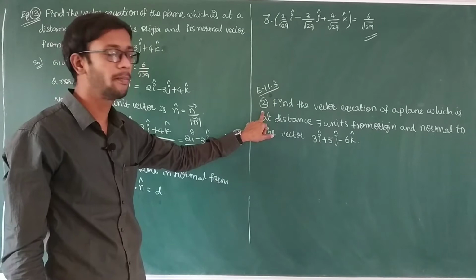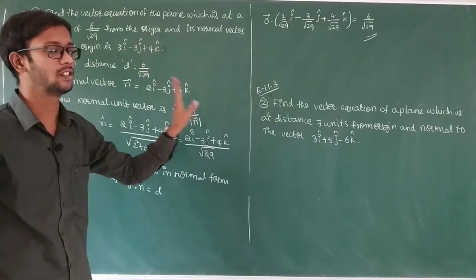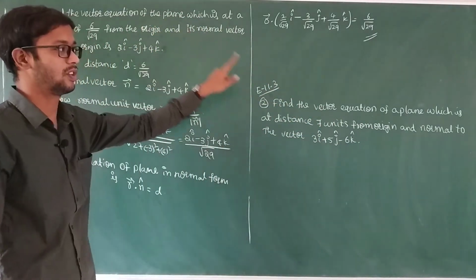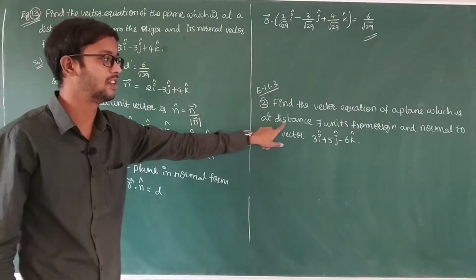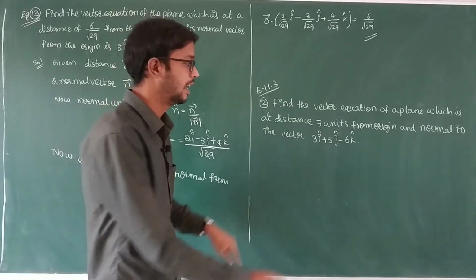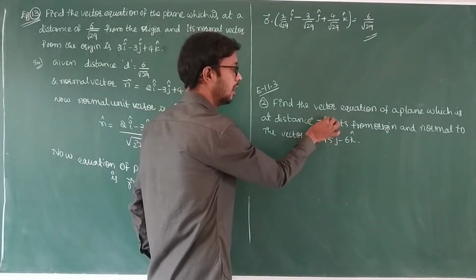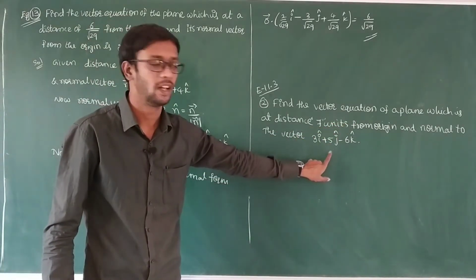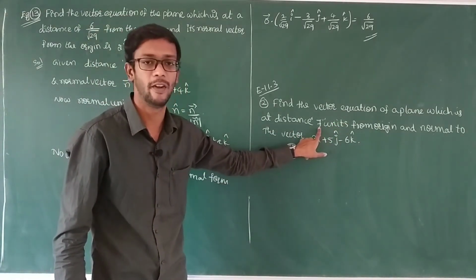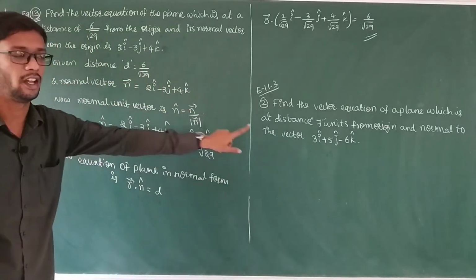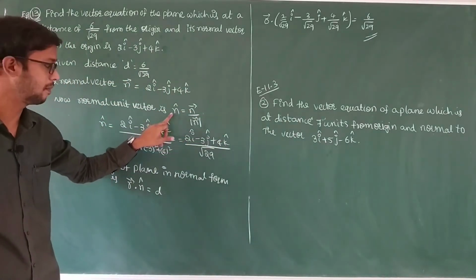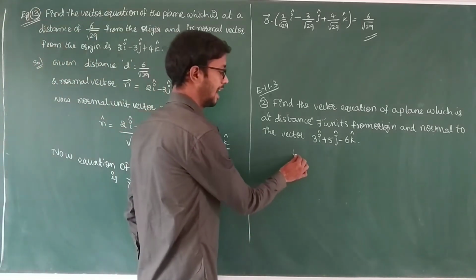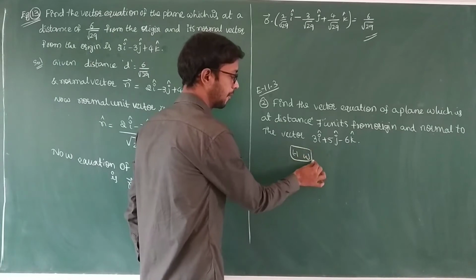Next step, exercise 11.3, problem number 2. Same problem here, just the values are different. Find the vector equation, only the vector equation, of a plane which is at a distance of 7 units from the origin. Here the normal vector n bar and d are given. You have to find the n cap and substitute in this formula. So this one you can take as homework.